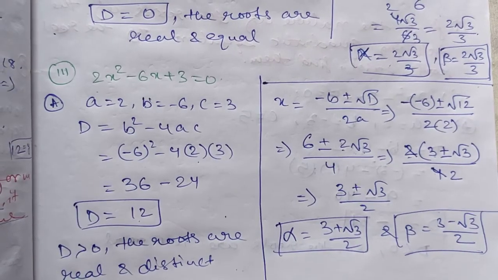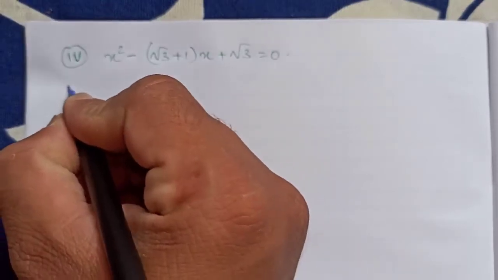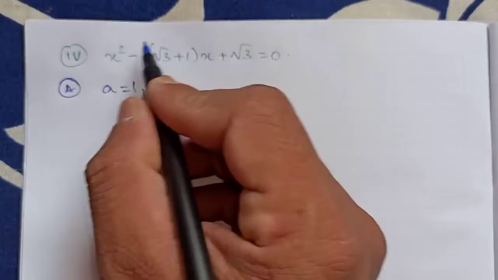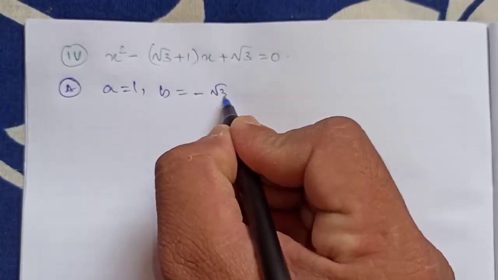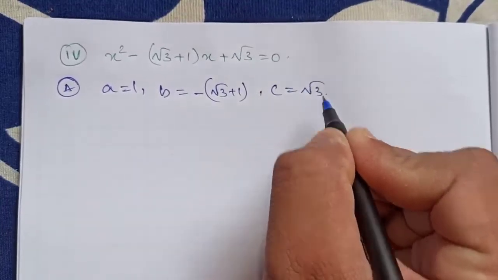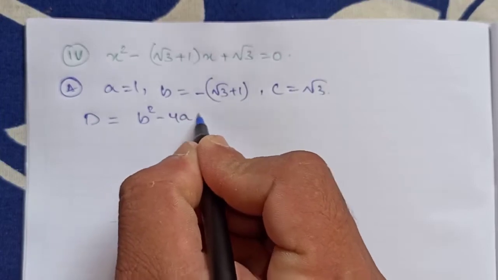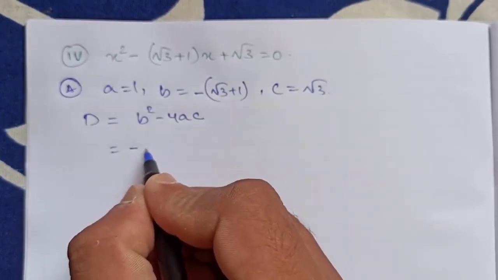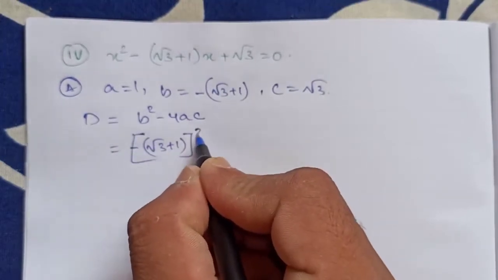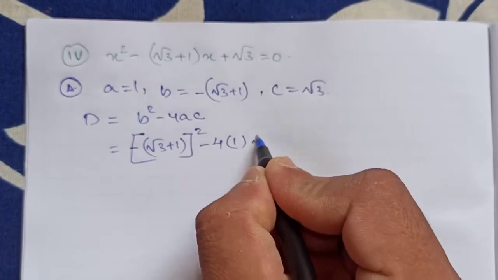Okay, next. Now question number 4. In question number 4, first of all we will write a, b, c, that is a equals to 1, b equals to, except x everything is b, minus root 3 plus 1 inside the bracket, and c is only root 3. Okay, now d equals to b square minus 4ac. b is how much? Minus root 3 plus 1 whole square, total square with minus sign, minus 4, a is 1, c is root 3.